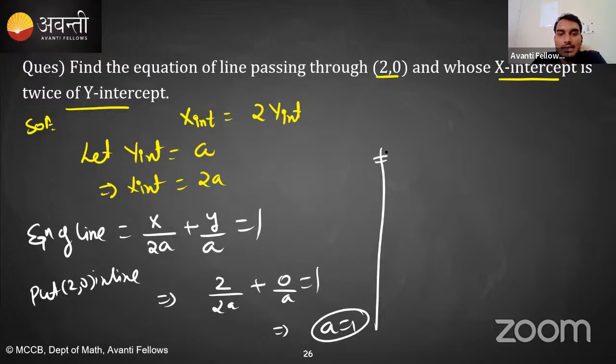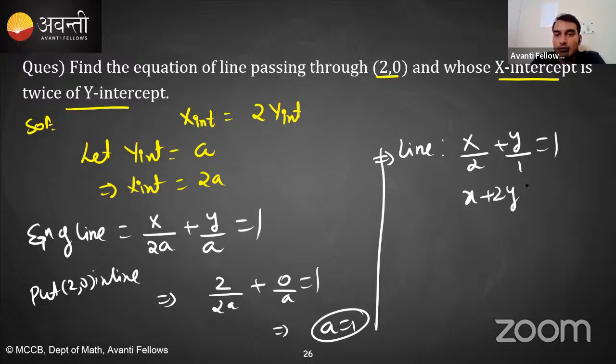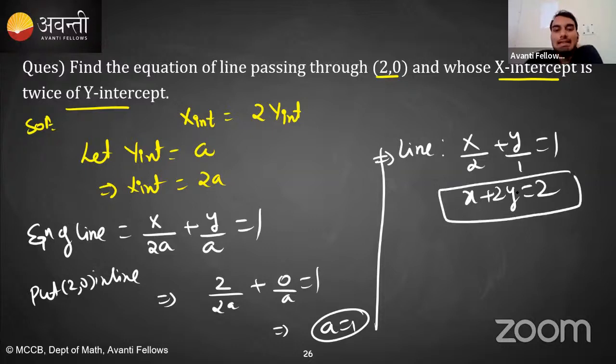Clear? So it implies the line is x by 2 plus y by 1 is equal to 1. So x plus 2y is equal to 2. Clear? Is this clear, students? The equation of the line is x plus 2y is equal to 2. Okay.